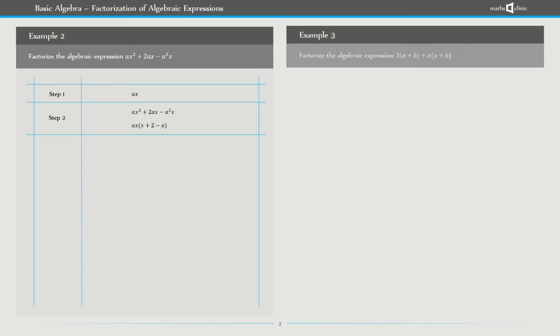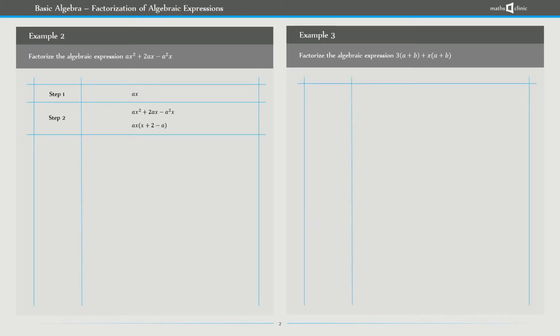So example 3. Example 3 says factorize the algebraic expression. It's getting a bit more interesting now. 3 multiplying a plus b, plus x, open bracket, a plus b, close bracket. This looks interesting. How do we go about doing this?